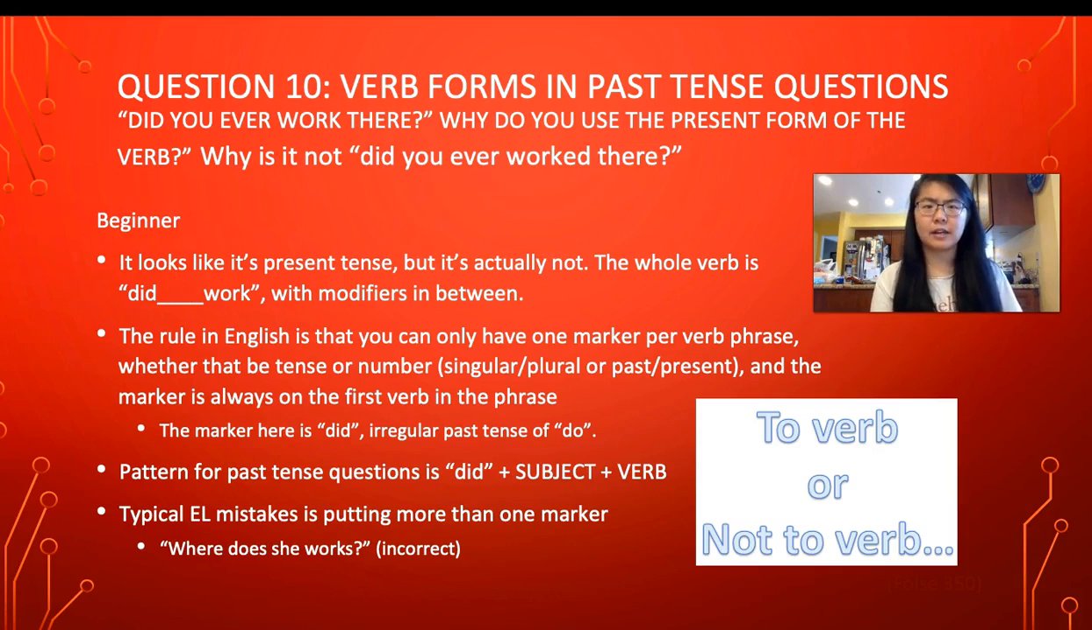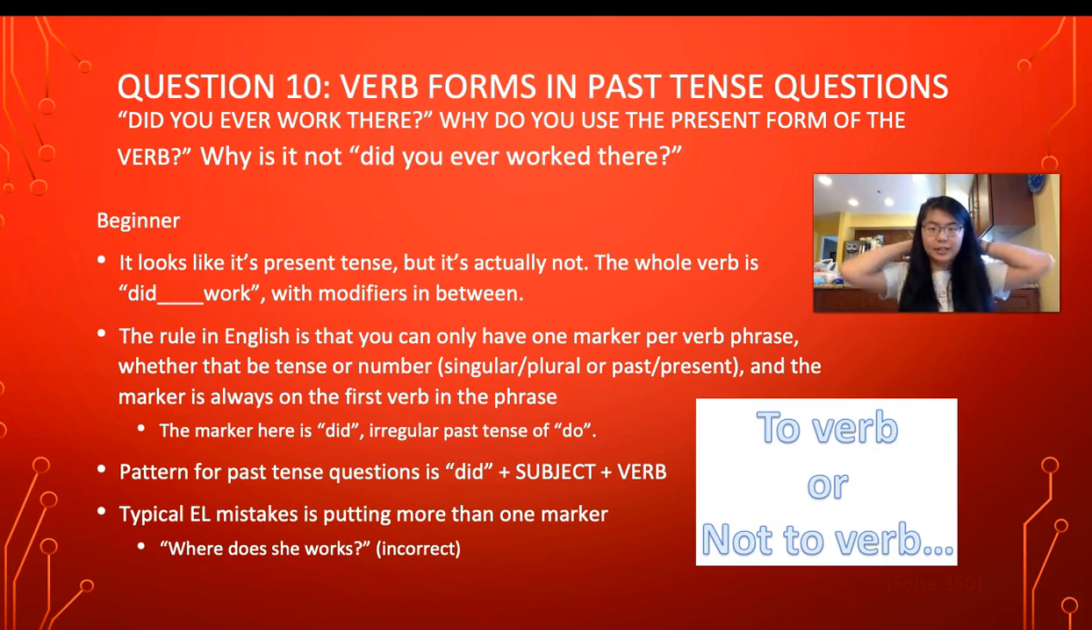So this is a question that some beginner students can notice, but we actually just talked about this in our level 3, the advanced class, because they have a lot of groundwork in the grammar of this. So it looks like present tense work, but it's actually not. The whole verb is did work, did ever work. So that's one of those adverbs of frequency. So the verb is did work, and then the modifier ever is in between. So we don't really need to worry about that as much.